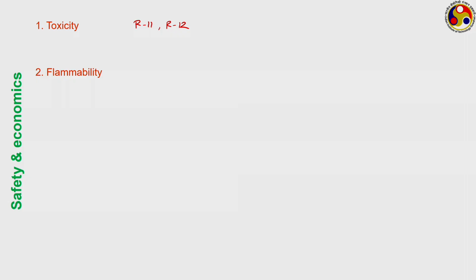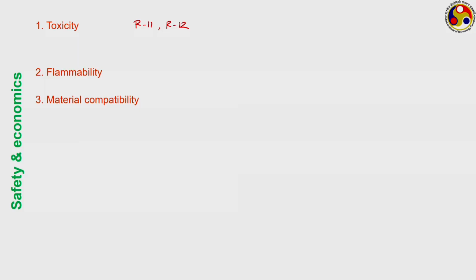Then flammability, the refrigerant should be non-flammable, at least within the working range, it should not start to burn. The material compatibility is important, like we have talked about the compatibility or non-compatibility of ammonia with copper. Similarly, the material that you are using for your pipeline should be compatible with your refrigerant. Initial and running costs should be manageable, and finally the environmental issues.